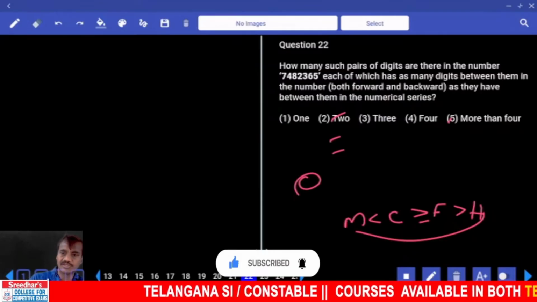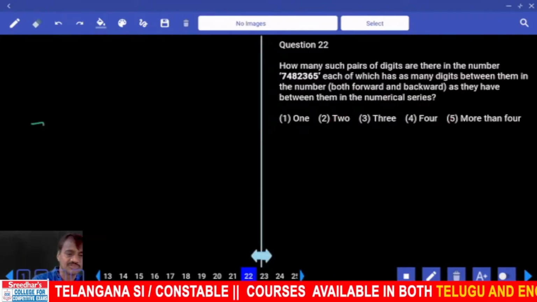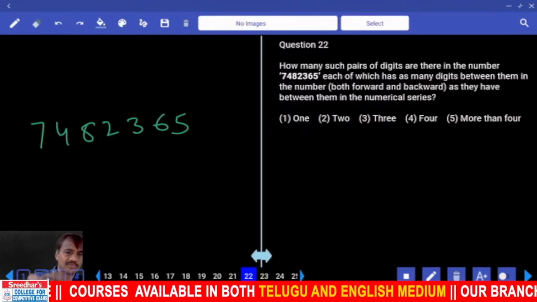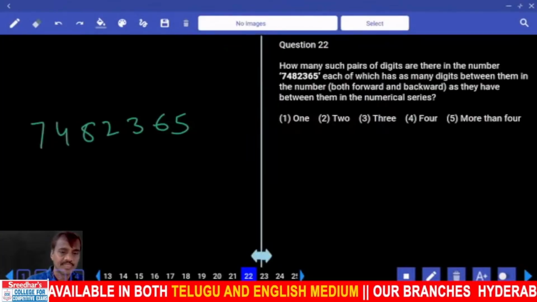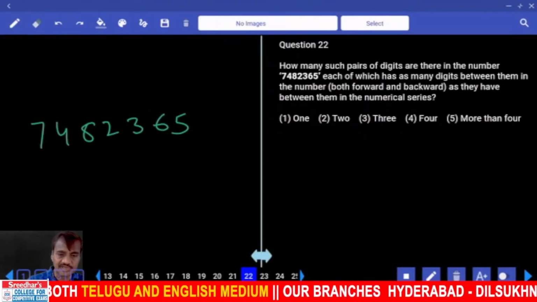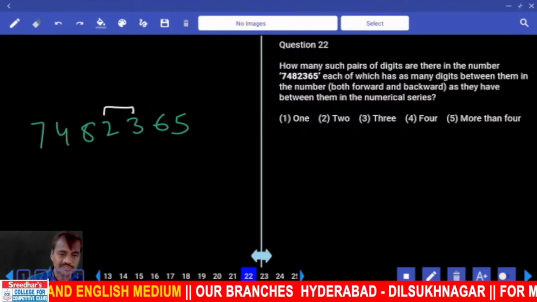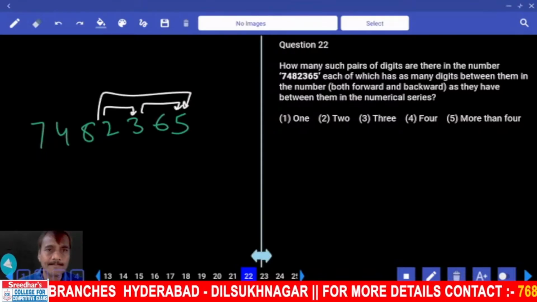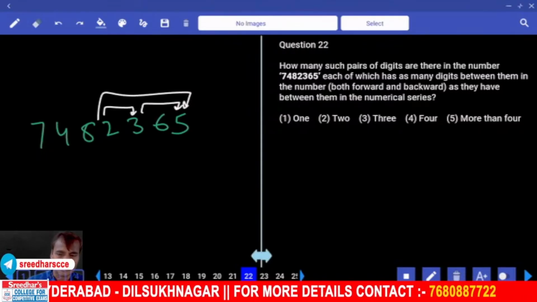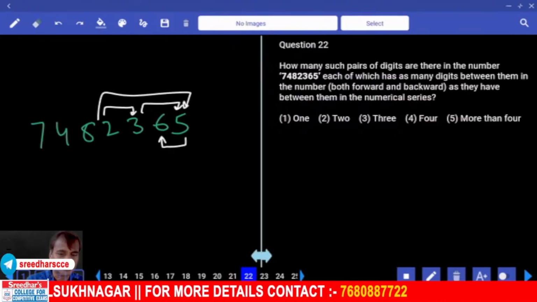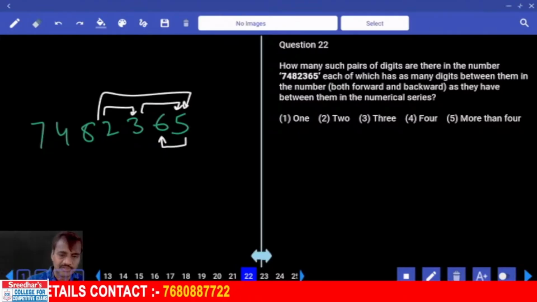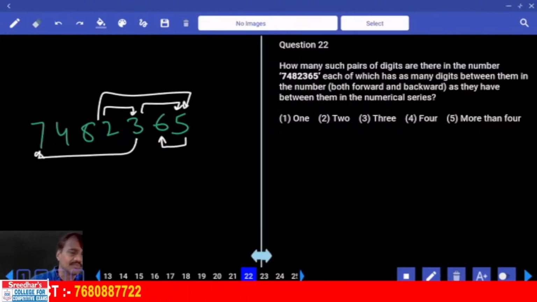The next one, 22nd. How many such pairs of digits are there? 7, 4, 8, 2, 3, 6, 5. Here we need to find the total number of pairs. Starting with 7, 8, 9, 4, 5, 6, 7, 8, 9, 8, 9, 2 and 3 there is a pair; 2, 3, 4, 5, 2 and 5 there is a pair; 3 and 5 there is a pair, isn't it? Forward how many? 3. And again backward, 5 and 6 there is a pair, 5, 6, 7, 8, 9, 6, 7, 8, 9, isn't it? Then 3, 4, 5, 6, 7, 3 and 7 another pair. Hence what is your answer? More than 4, choice 4, for 22.